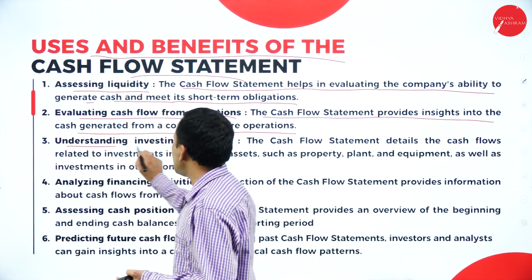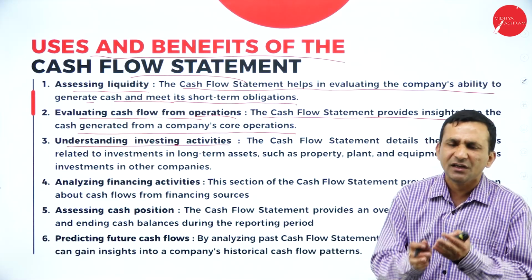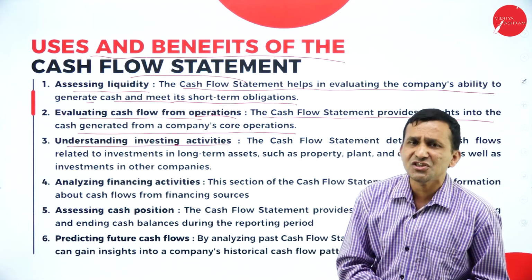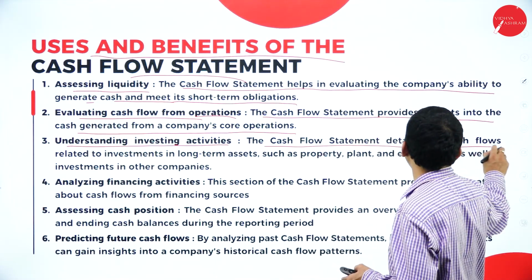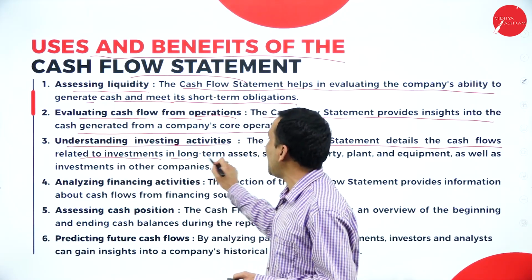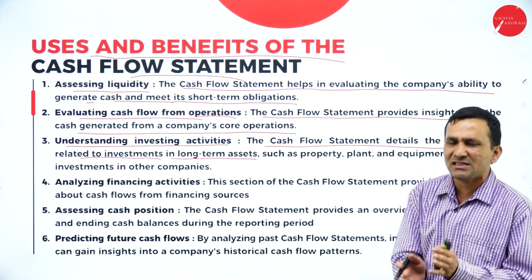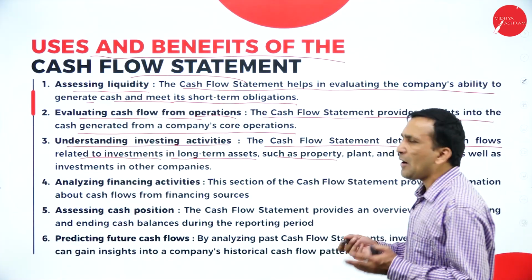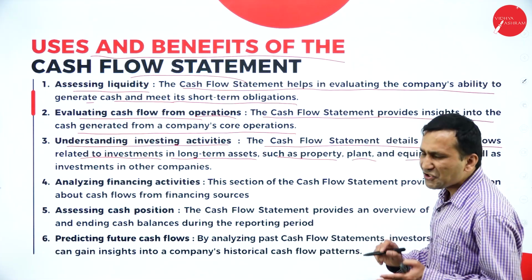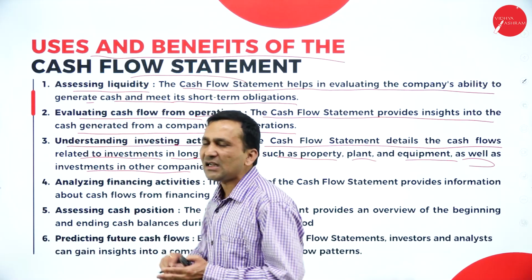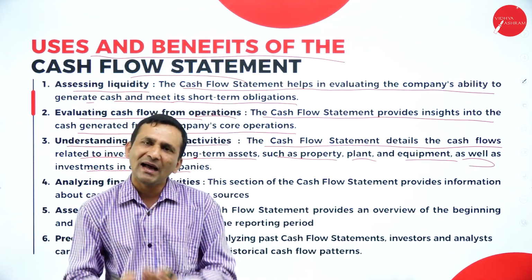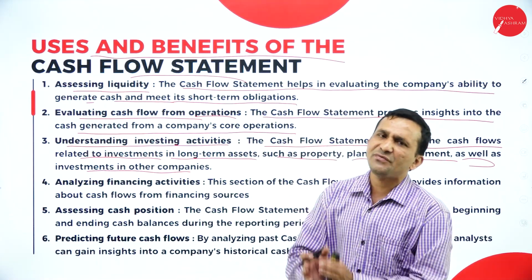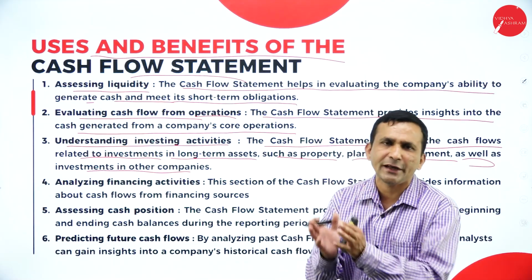And third one, understanding investing activity. You need to understand the investing: where I have invested, how much cash has gone. The cash flow statement details the cash flows related to investment in long-term assets. Either you are investing in long-term assets, whatever cash is going for acquiring assets, such as property, plant, equipment, machinery, as well as investment in other companies. Either you are investing to acquire, or investing in a subsidiary company, or investing in foreign currency or foreign shares or securities.